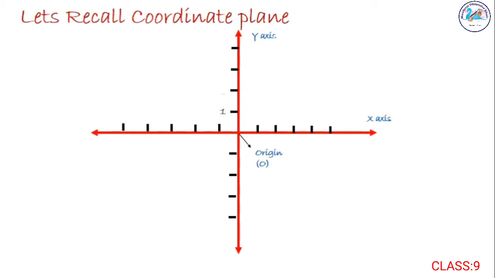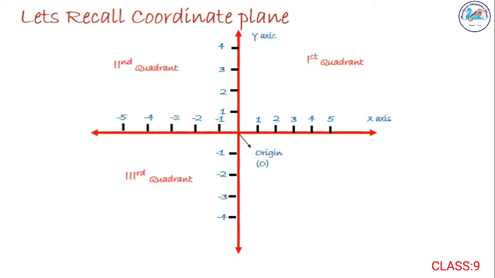On the y-axis, above the origin we mark the positive values, below the origin we mark the negative values. On the x-axis, the right side of the origin takes positive values, and the left side of the origin takes negative values. Whenever these axes are drawn, the plane is divided into 4 parts, and each one is called a quadrant: first quadrant, second quadrant, third quadrant and fourth quadrant. We also learned the sign convention in each quadrant.